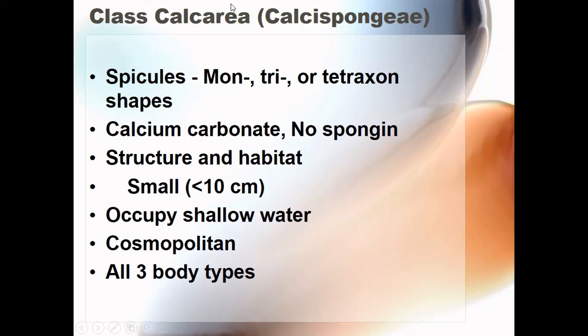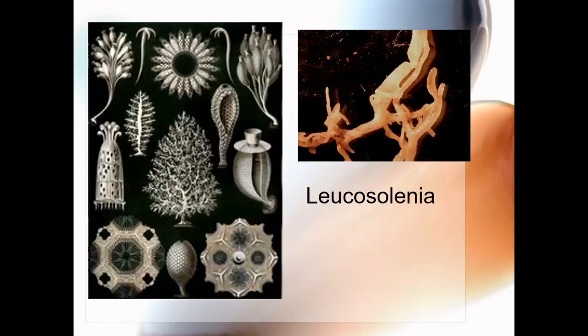The Calcarea could vary from, yung body type could vary from leucon, ascon, and sycon. So it has all the body types. Cosmopolitan meaning makita siya masking asa na coastal area. So one representative, we have the Leucosolenia.